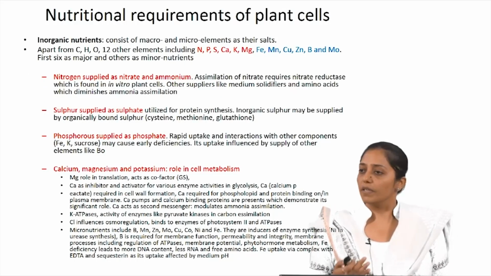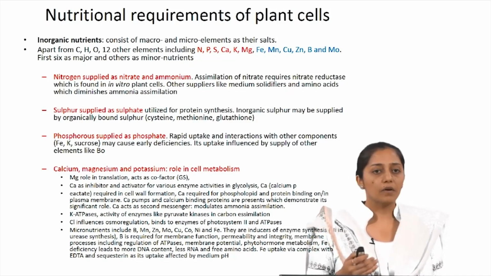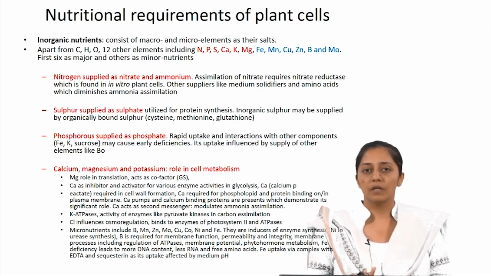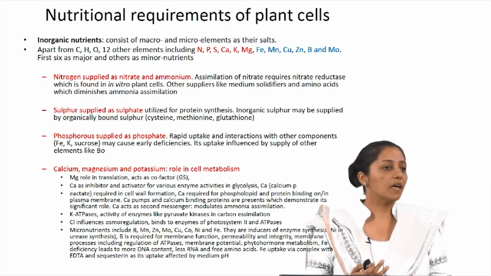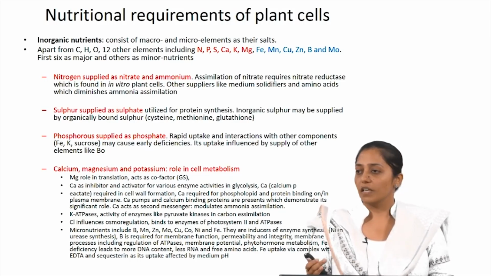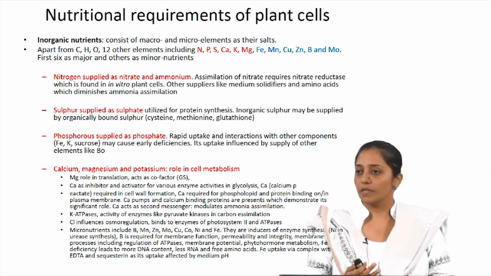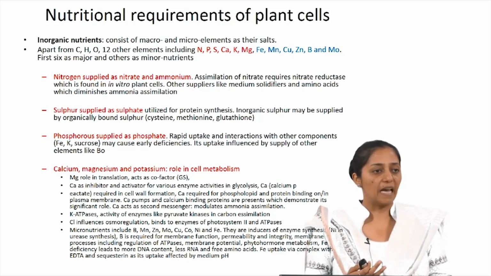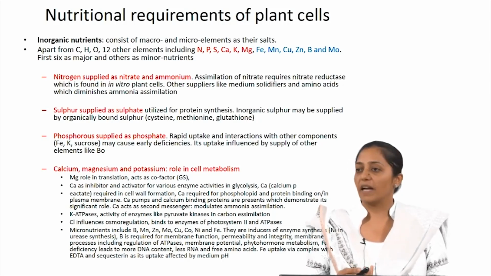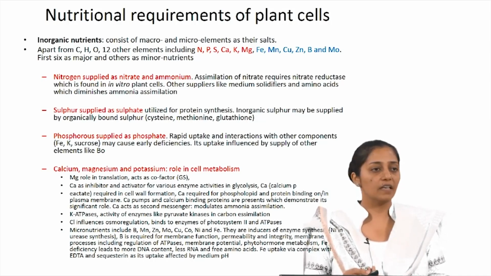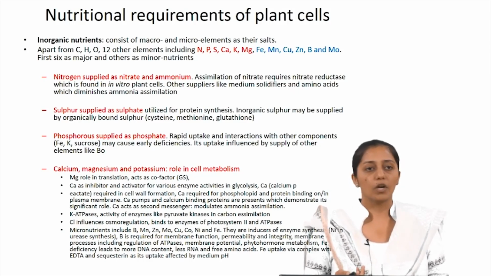So, coming on to the inorganic nutrients. As I said, apart from carbon, hydrogen and oxygen, there are 12 other elements. Now, what are those elements? The major elements include nitrogen, phosphorus, sulfur, calcium, potassium and magnesium. The micronutrients generally added include iron, manganese, copper, zinc, boron and molybdenum.